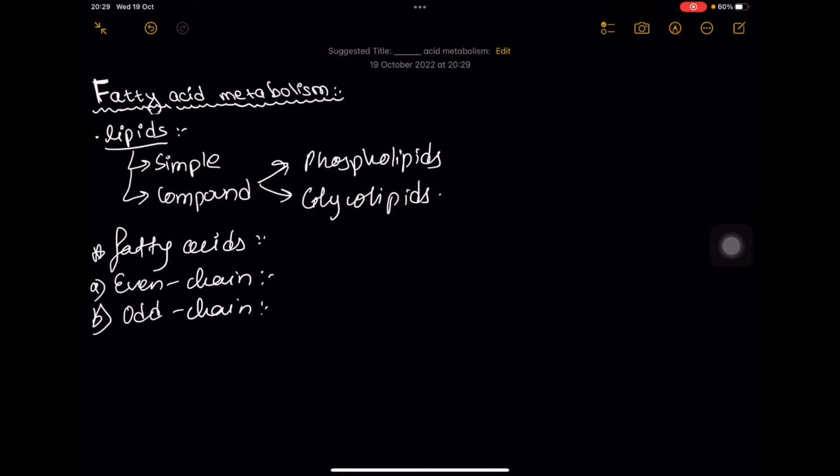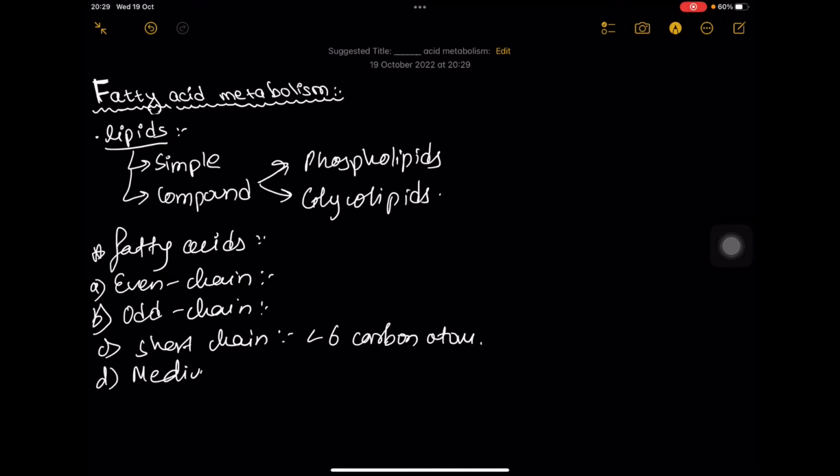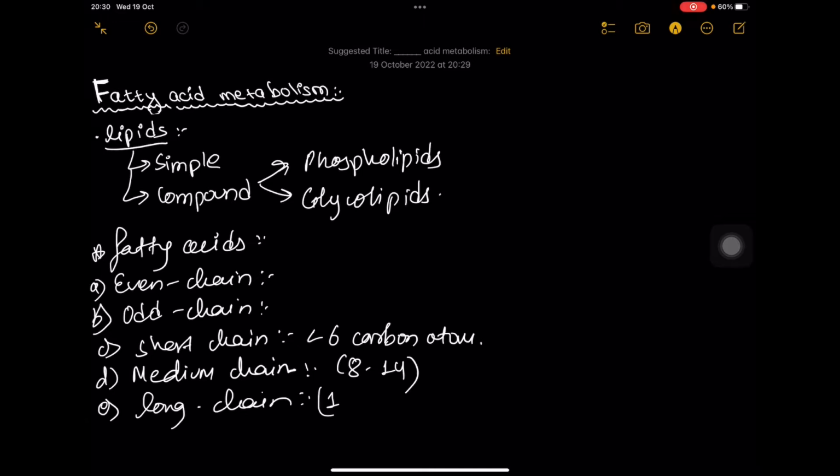An example is propionic acid. Another is short chain fatty acid. This contains less than 6 carbon atoms. An example is propionic acid, which has 3 carbon atoms. Another will be the medium chain fatty acids, which have 8 to 14 carbon atoms. And last, there will be the long chain fatty acid, which has 16 to 24 carbon atoms. An example is palmitic acid.